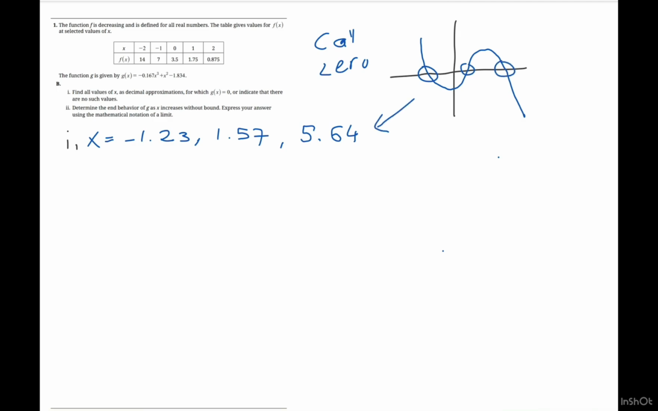But what if instead of g of x as 0, I said find all values of x for which g of x is equal to 3. g of x is equal to 3.